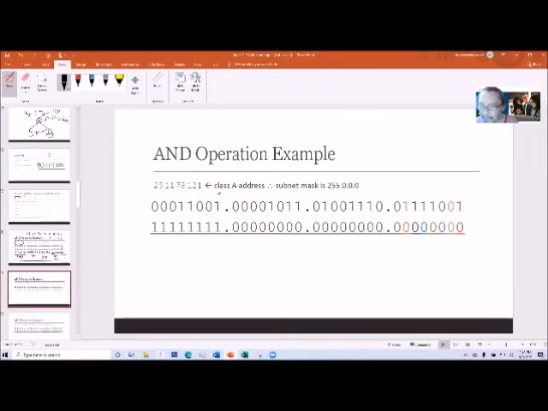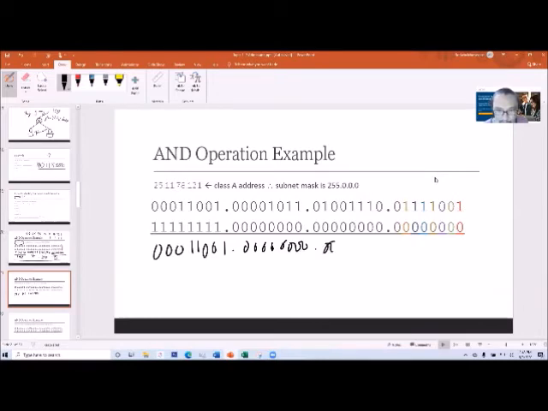Since this address is a class A network, its default subnet mask will be 255.0.0.0. Okay? So we will make this one a little bit shorter so that it would be faster. If a number is ANDed with all ones, it is still the same number. Meaning, that is 00011001, still the same number, right? And if that number is ANDed with 0, the answer will always be 0. Meaning these are all 0.